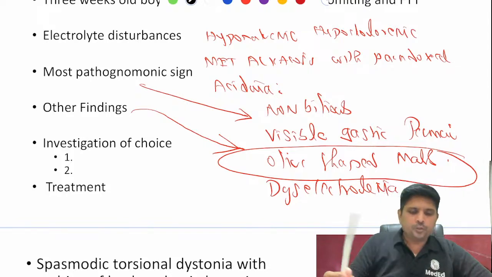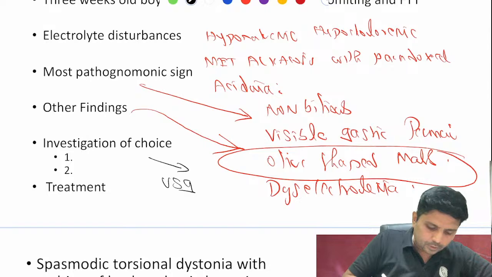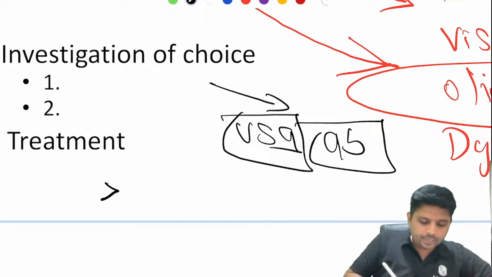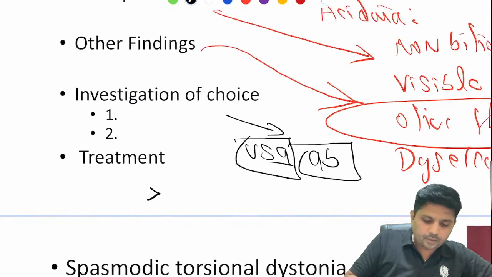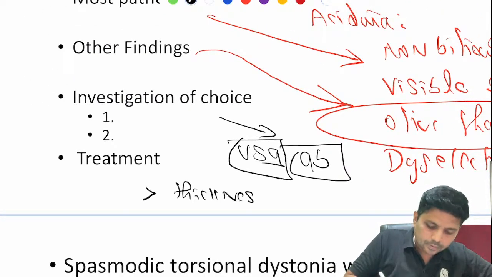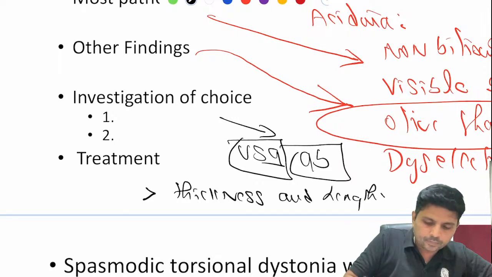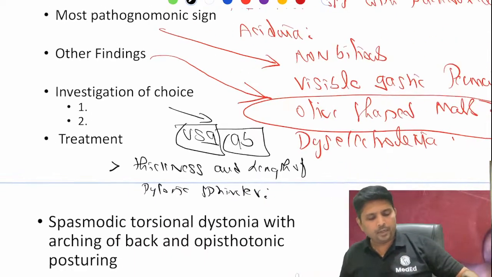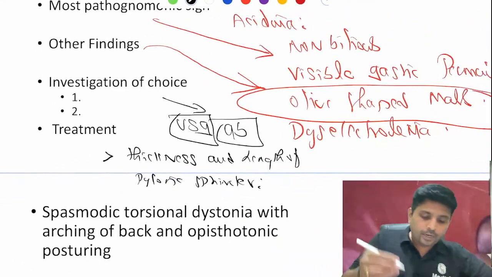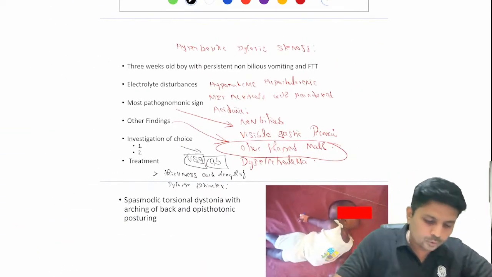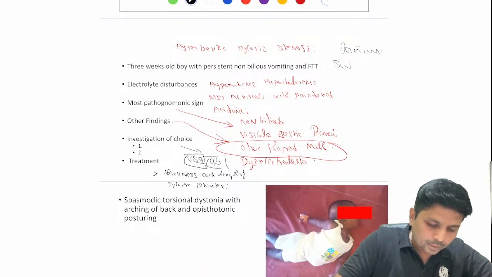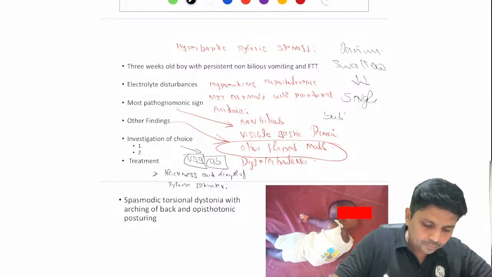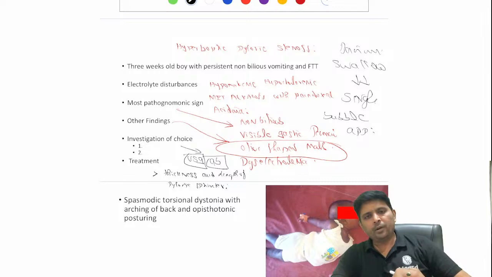Okay. So what is the investigation of choice? Investigation of choice is ultrasound abdomen. In ultrasound abdomen, they will find out the thickness and the length of the pyloric sphincter. In barium swallow, you will have a single bubble appearance.